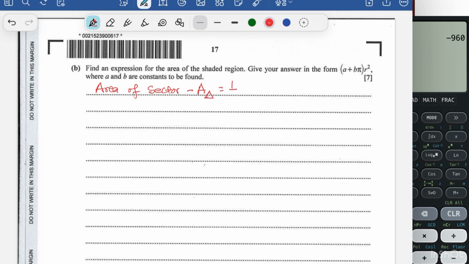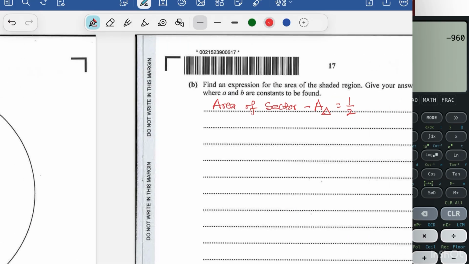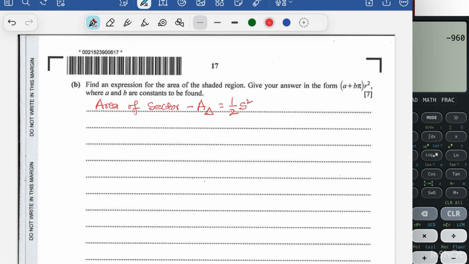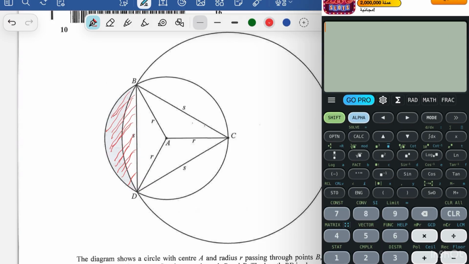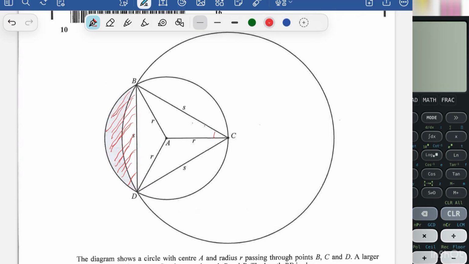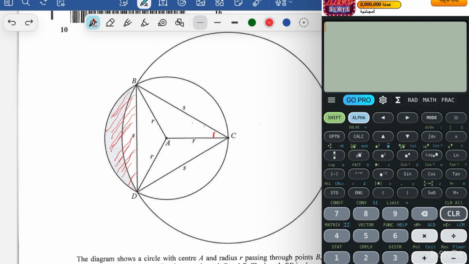So 1 over 2, the radius is S squared. 1 over 2 S squared. We already know what S is. I'll just write that down. S squared theta. Okay. Now what is theta? So theta, you can use calculator, but I'll just give it in radians so that we can know. So we're looking for, remember here was 30, right? So this is 30, 30. Okay, let me give it in radians so that we don't do degrees. So that will be pi. So pi by 3.